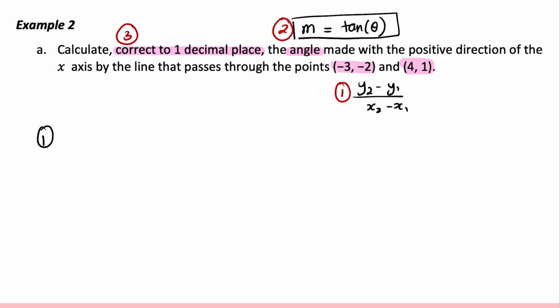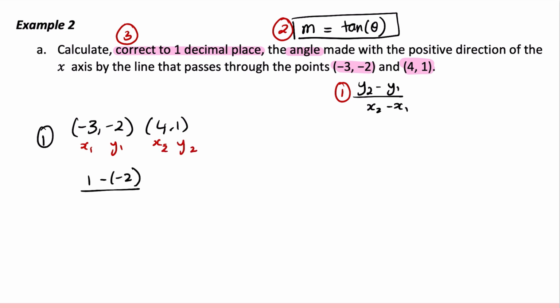So step 1 is y2 minus y1 over x2 minus x1. I'm just going to label it just this one time. From here onwards, hopefully you are feeling confident enough to do it yourselves. Okay, so that'll be 1 minus negative 2 on 4 minus negative 3. So that'll be 1 plus 2, which is 3, and then 4 plus 3, which is 7. So that is going to be my gradient.